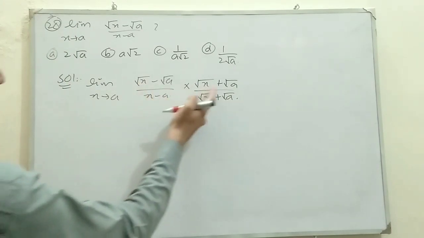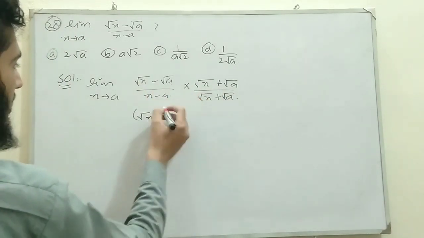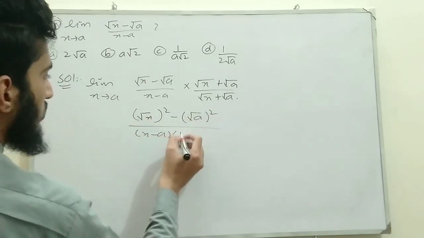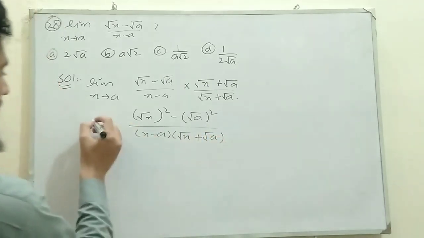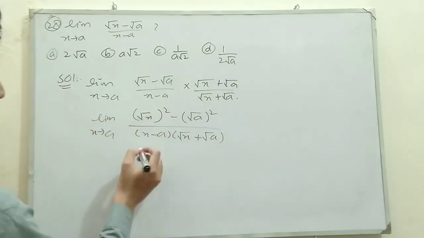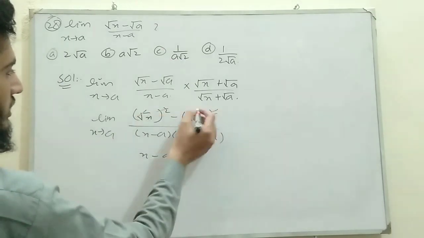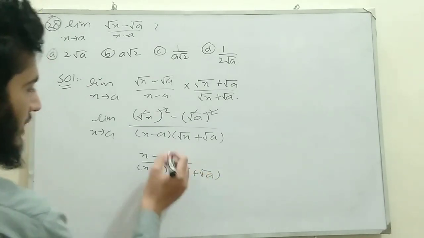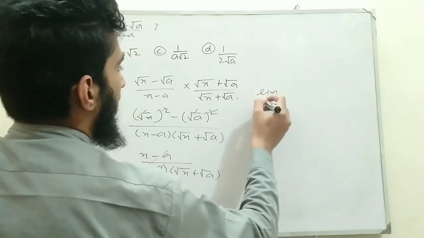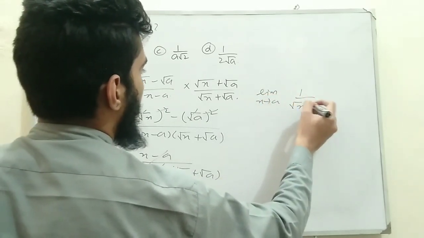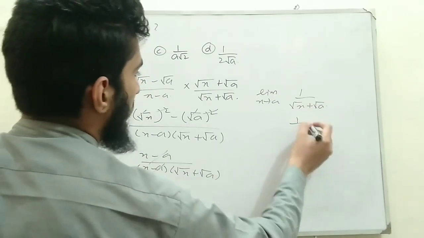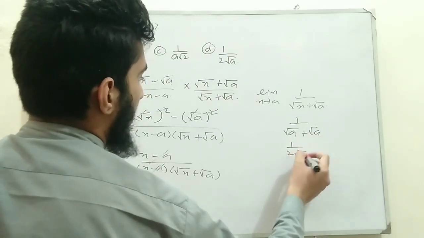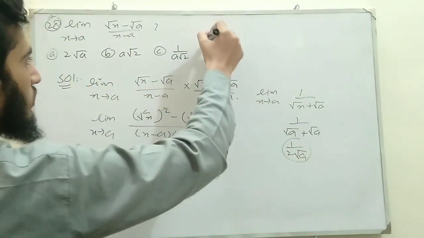Here is the formula, a minus b multiplied by a plus b, which is equal to a square minus b square, divided by x minus a multiplied by root x plus root a. And here limit x approaches to a, it will give us x minus a in the numerator, which cancels out with x minus a divided by x minus a multiplied by root x plus root a. They will cancel out with each other. We are left with limit x approaches to a of 1 over root x plus root a. Now applying the limit, it becomes 1 over root x, x is a, so it becomes root a plus root a. It will give us 1 over 2 root a. This is the answer. So the correct option is 1 over 2 root a, option number D.